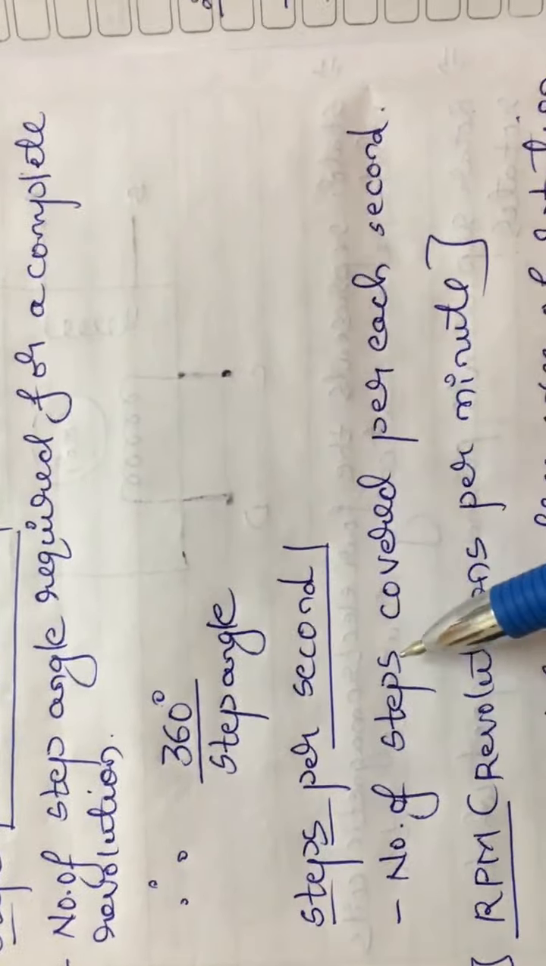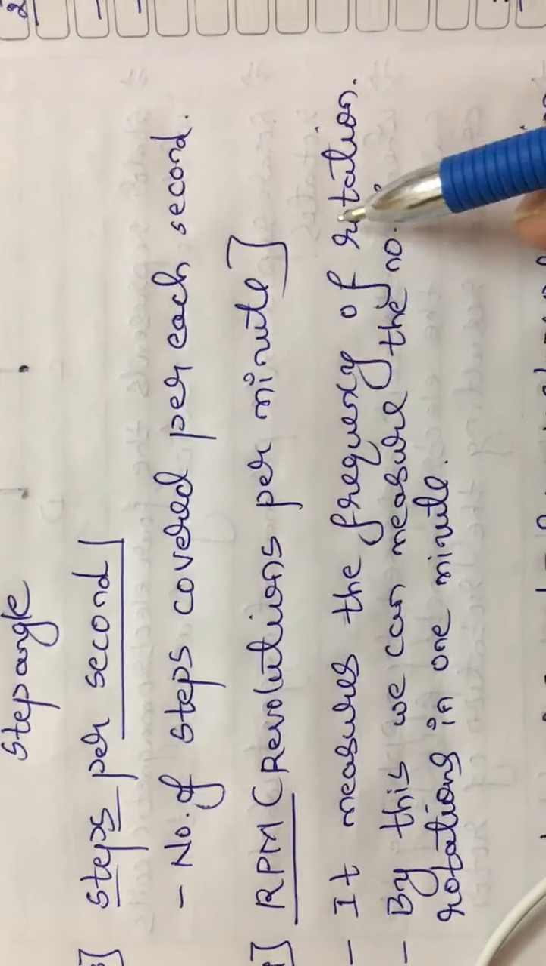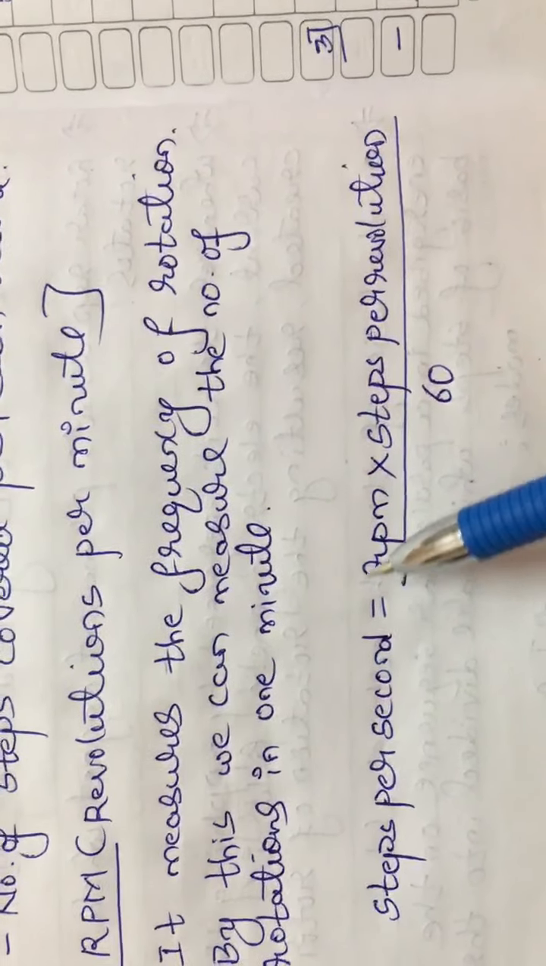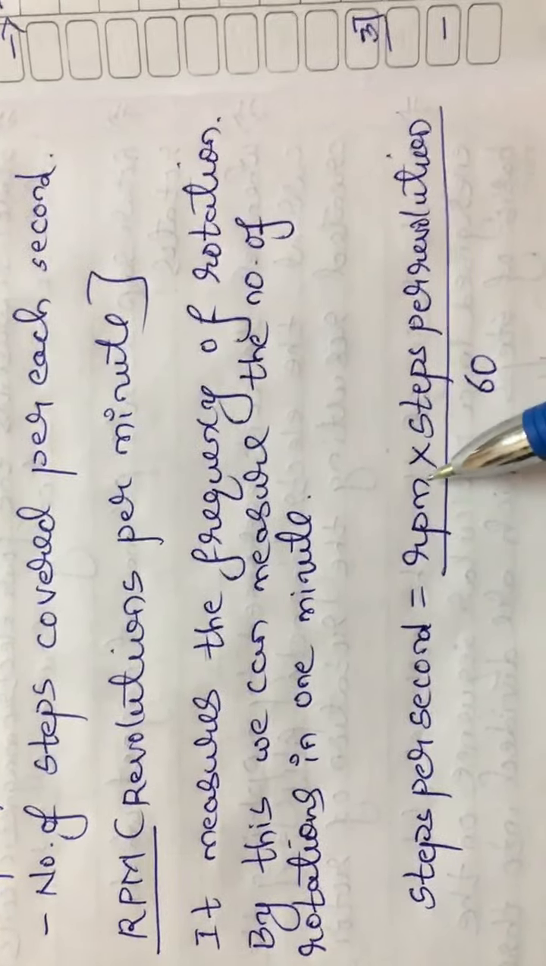Next, RPM, revolutions per minute. It means the frequency of the rotation. By this we can measure the number of rotations in 1 minute. In order to calculate steps per second, that will be equal to revolutions per minute times steps per revolution. As I said earlier, steps per revolution is 360 divided by step angle, and that should be divided by 60. If I do this, then I will get steps per second.